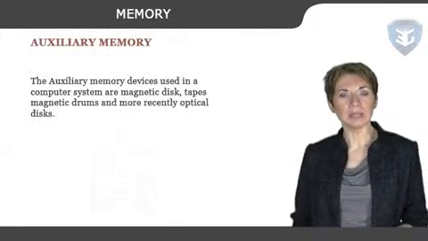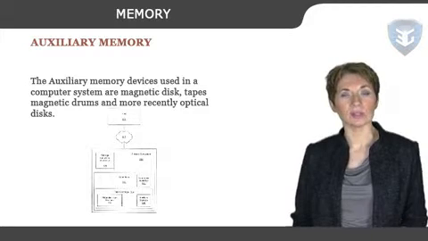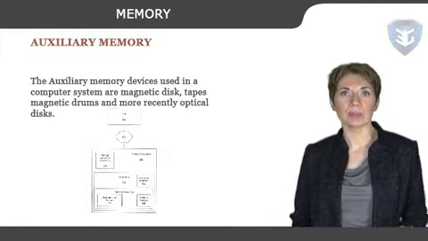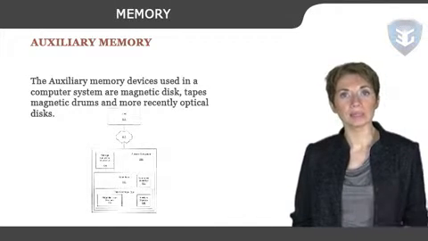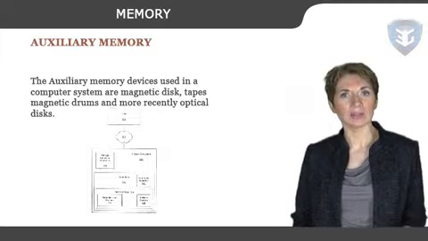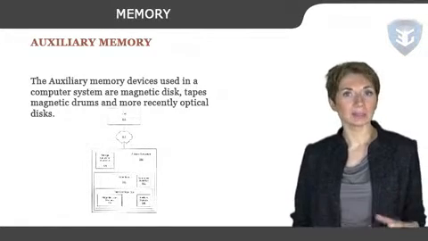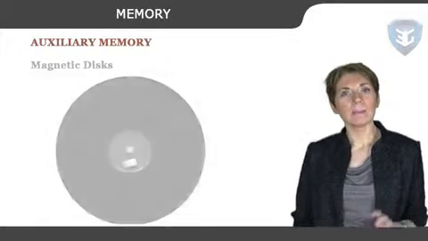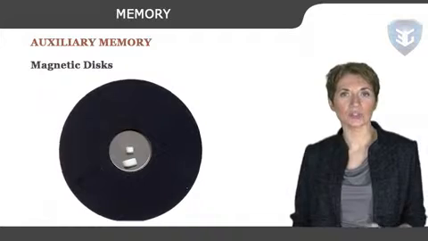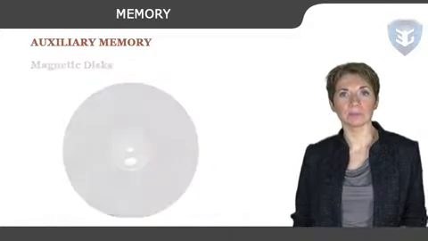Let's now learn the meaning of auxiliary memory. The auxiliary memory devices used in a computer system are magnetic disk, tapes, magnetic drums, and more recently, optical disks. The important features of any device are its access mode, access time, transfer rate, capacity, and cost. Magnetic disks. A magnetic disk is a circular plate constructed of metal or plastic coated with magnetized material.